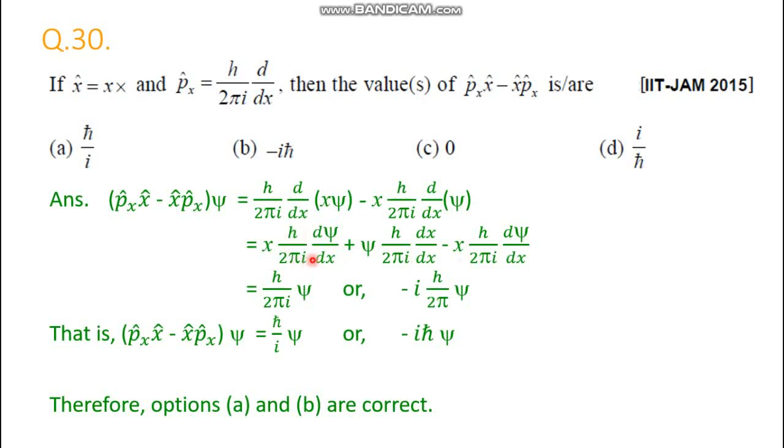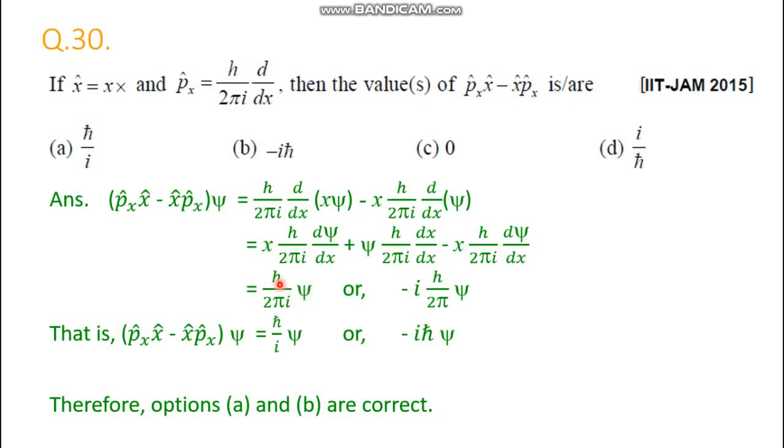Now here we find that the third term is equal to the first term, so both of them cancel each other. Only the middle term remains uncancelled. And here also dx over dx is equal to 1. So finally we get the value psi into h by twice pi i. So this is h by twice pi i into psi.